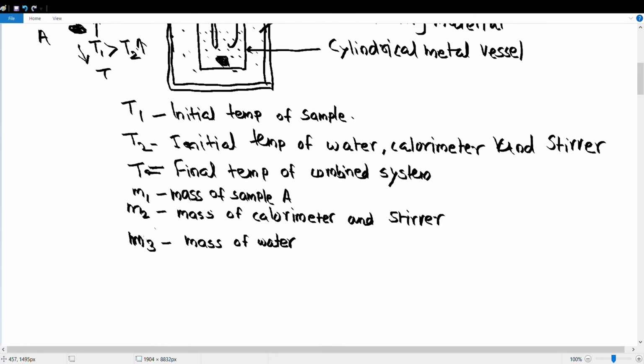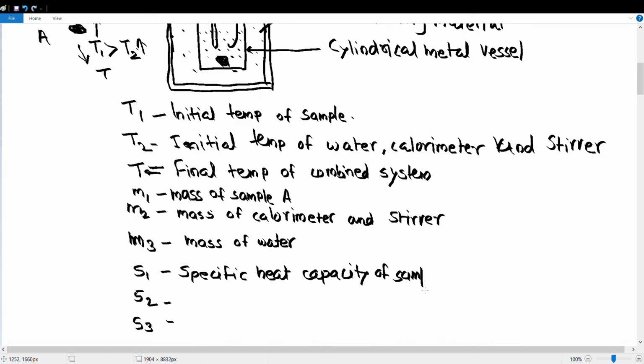Now let us consider S1, S2 and S3. These are the specific heats of sample. This S1 is the specific heat capacity of sample. One is the notation which we use for the sample. So this S1 is specific heat capacity of sample.